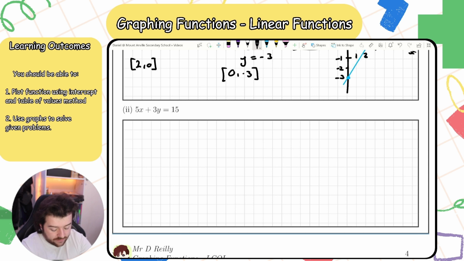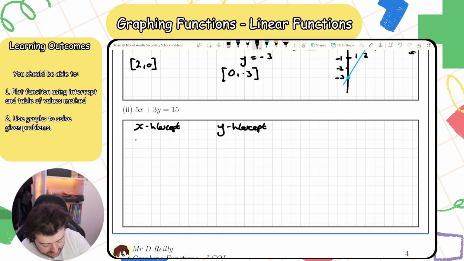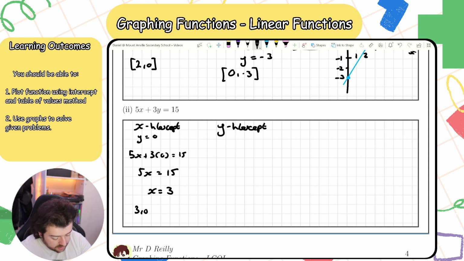Next one here: 5x plus 3y is equal to 15. So, my x-intercept, y-intercept. So, x-intercept, y is equal to 0. So, where it crosses the x-axis. So, it's going to be 5x plus 3 times 0 is equal to 15. 5x is going to be equal to, well, 3 times 0 is 0, so it's going to be equal to 15. X is going to be equal to 15 divided by 5, which is 3. So 3, 0 is my first point.